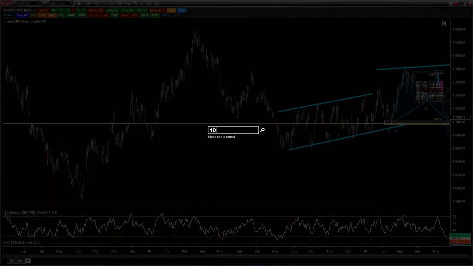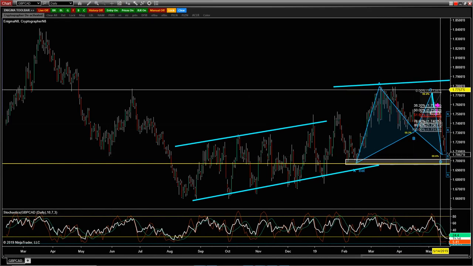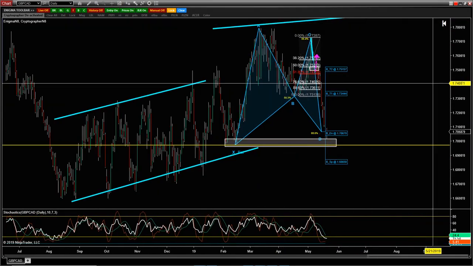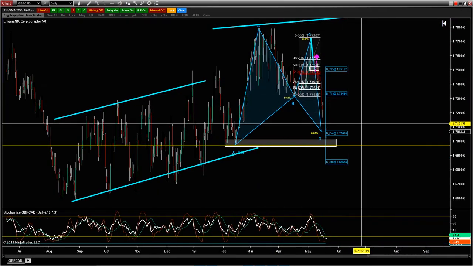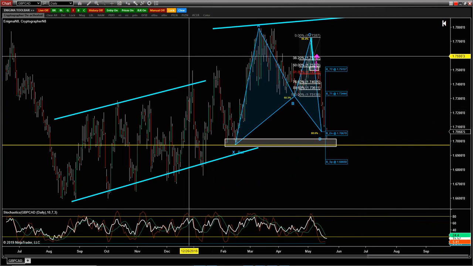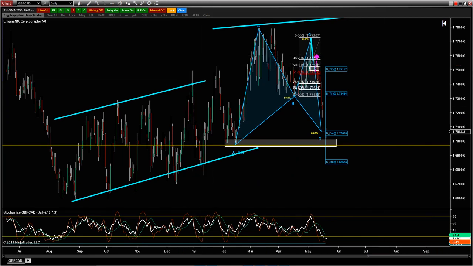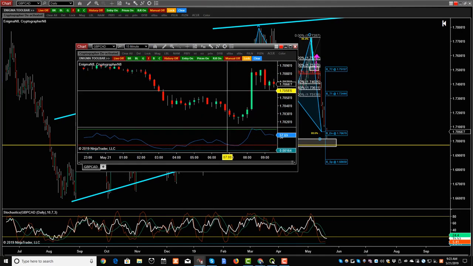Again, let's take a look at the daily, maybe a clearer picture here on the daily chart. So you can definitely add that as part of your CTS score. Let's head down to the 60-minute on Pound Canada.